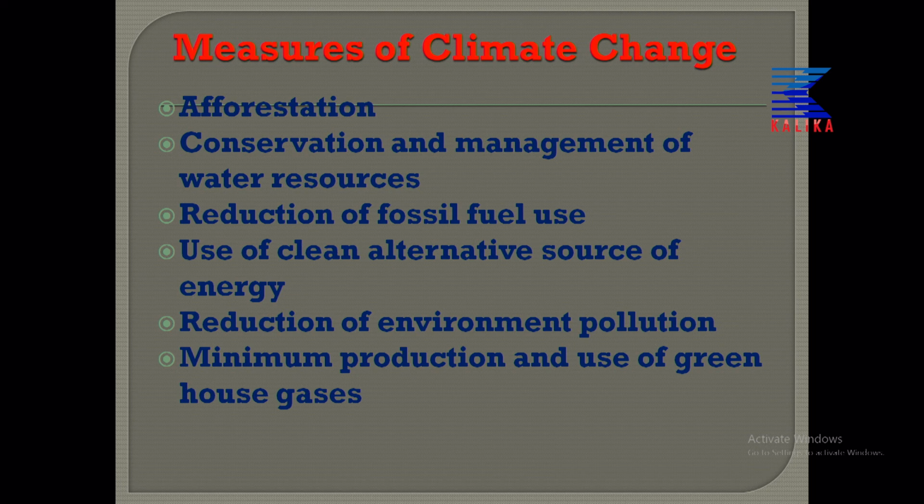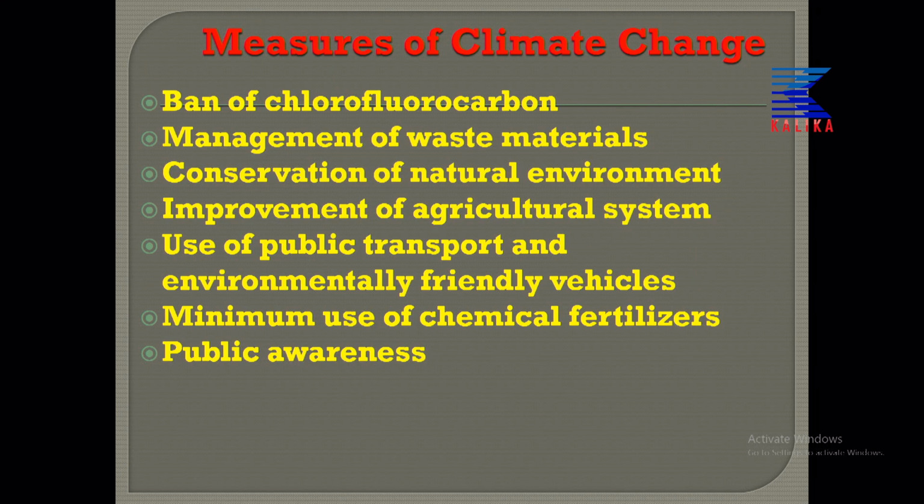Use of clean alternative sources of energy. What may be the alternative sources of energy which are clean? For example, solar energy, and likewise wind energy, geothermal energy, say hydroelectricity. These are clean energy. Reduction of environmental pollution. If we reduce the pollution, that prevents climate change. Likewise, minimum production and use of greenhouse gases, such as carbon dioxide. We need to use greenhouse gases as little as possible, including carbon dioxide and chlorofluorocarbon. Chlorofluorocarbon should be banned from use in the air conditioner and in the fridge as well.